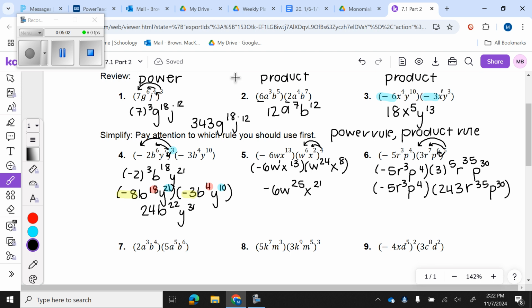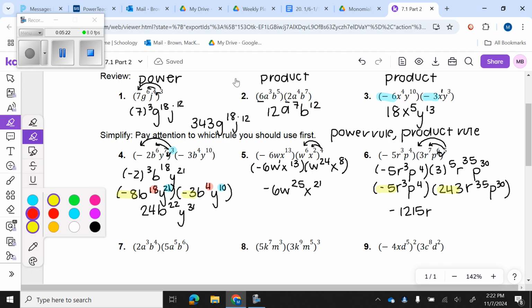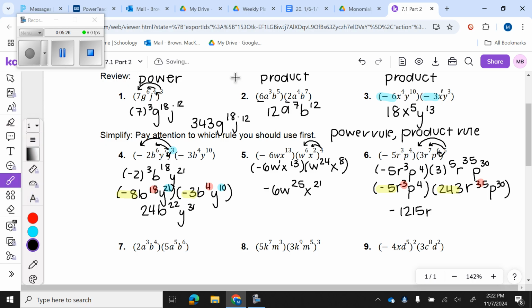Now I've got to come in and do my product rule, which means I'm going to multiply my coefficients. So negative 5 times 243 is going to give me a negative 1,215. R to the, add your exponents, 3 plus 35. So R to the 38. And then P to the 4 plus 30, which is going to be P to the 34th.